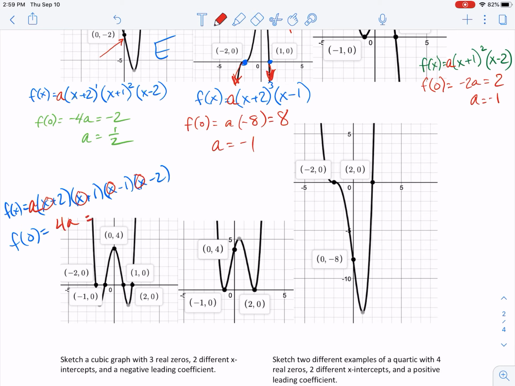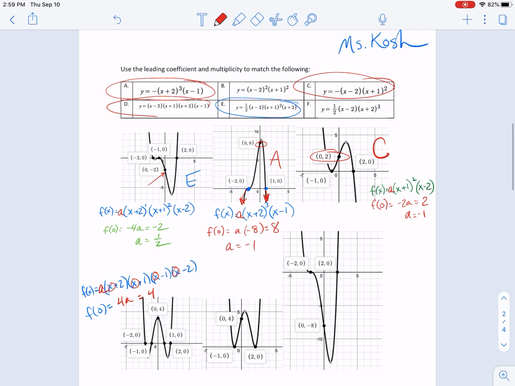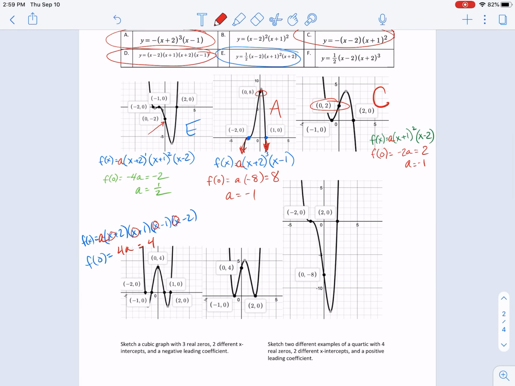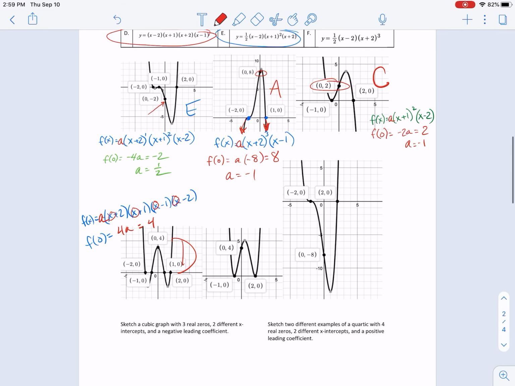So I need x plus 2 times x minus 1, okay, that's this guy. And this one is D. Here we have 2 bounces, and so this one is going to be f of x is, oh, look at me, I'm writing down the a. x plus 1 squared times x minus 2 squared.